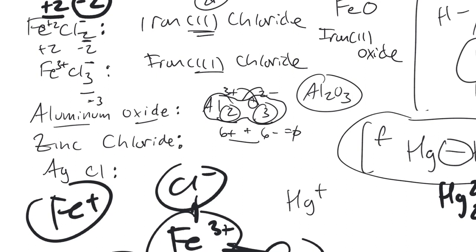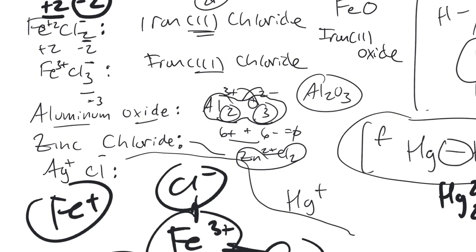Zinc and silver were the two weird ones, where zinc is always a 2+ according to our nomenclature, so we just have to know zinc ion is Zn2+, so this would be ZnCl2. And then silver 1+ is the only common ion of silver, so we just tend to know silver is Ag+, so Ag+ and Cl-, so that would be, let me write it over here, silver chloride.